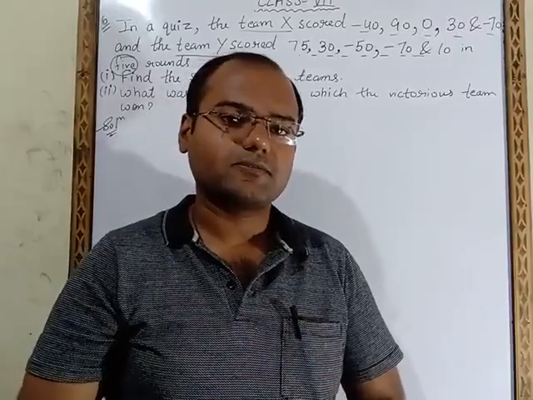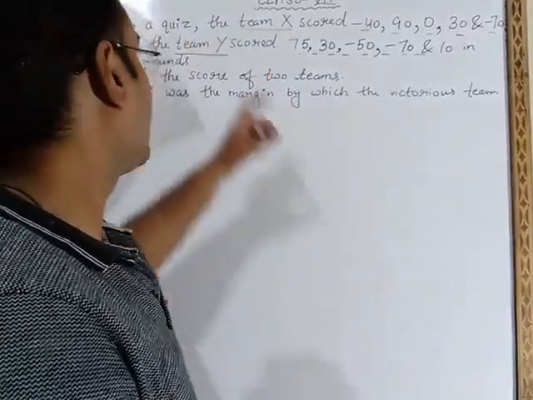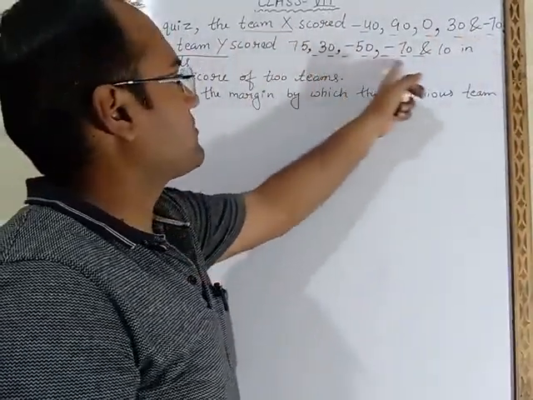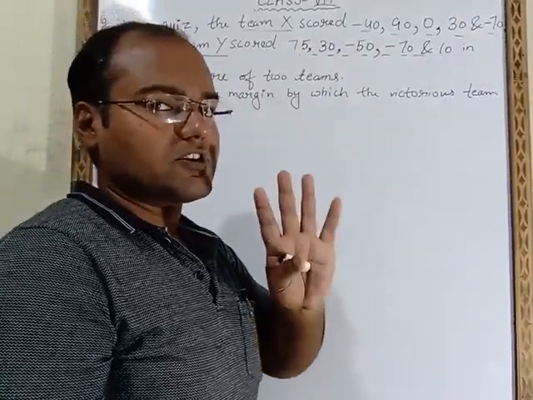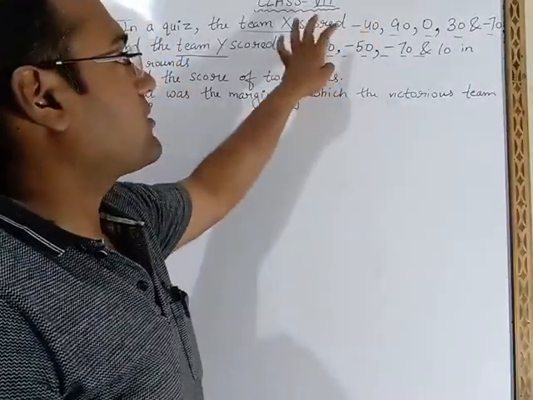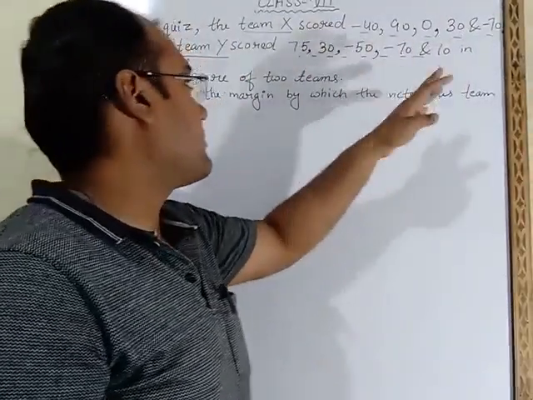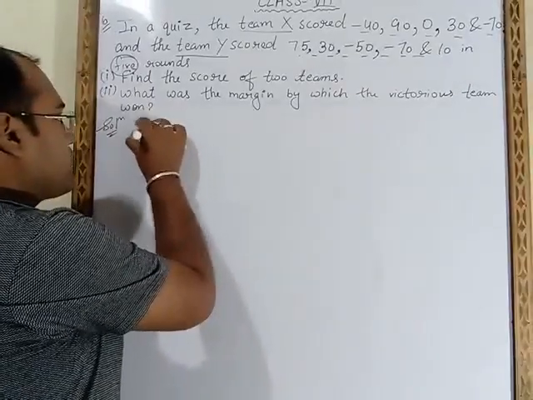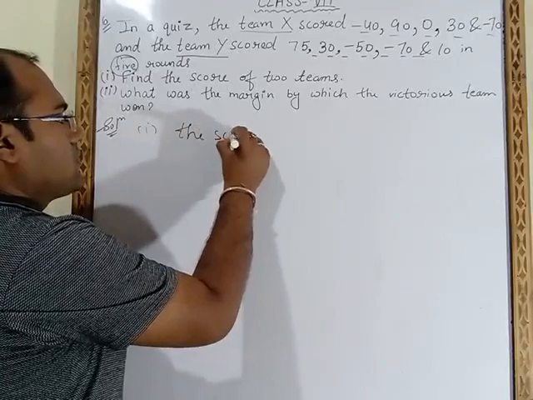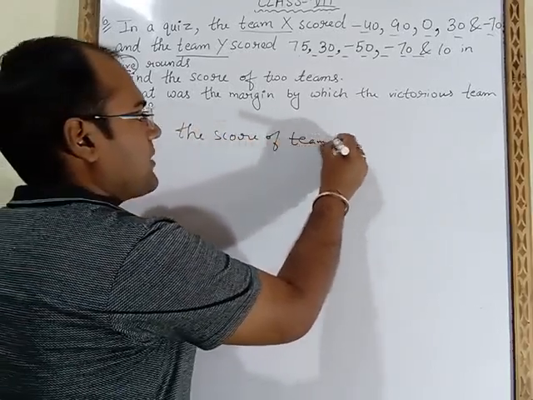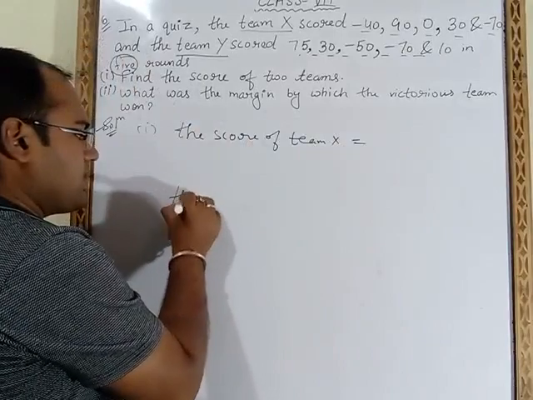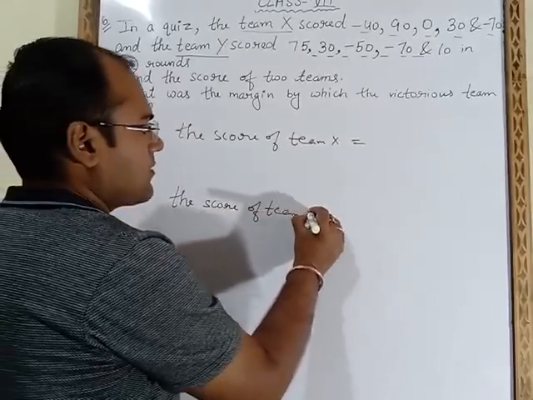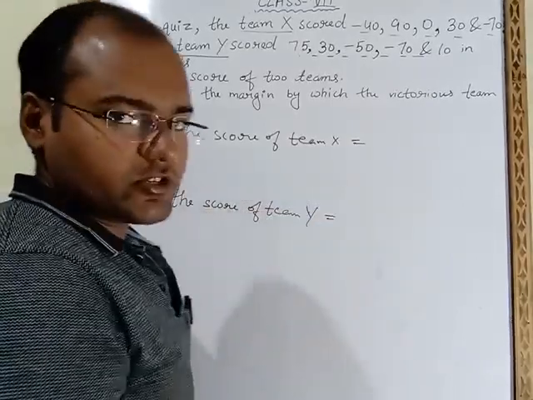Now see question number 6. The sixth question is: in a quiz competition team X got this much marks and team Y got this much marks in the 5 rounds. A 5 round competition was there. Team X got this much marks and team Y got this much marks. The first part is we have to find the score of the 2 teams. So first we have to find the score of team X, and next thing that we have to find is the score of team Y. So what you have to do in this question?